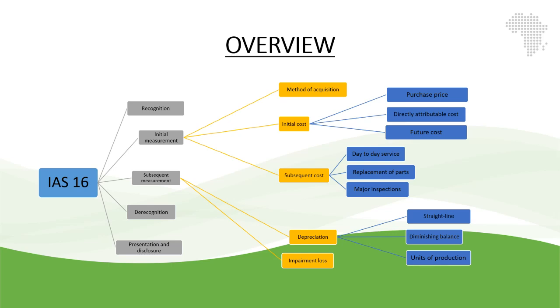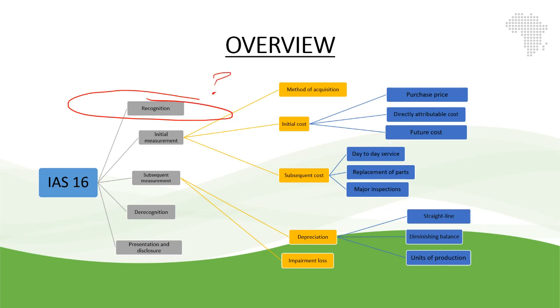We need to first of all determine, can this be classified as a PPE item? Is it maybe inventory? Is it investment property? And it will give us a certain set of rules or guidelines to say, how do we determine whether this is PPE? So if we look at an overview of what IAS 16 deals with, first of all, it deals with recognition, and we will go through some of this in the class today.